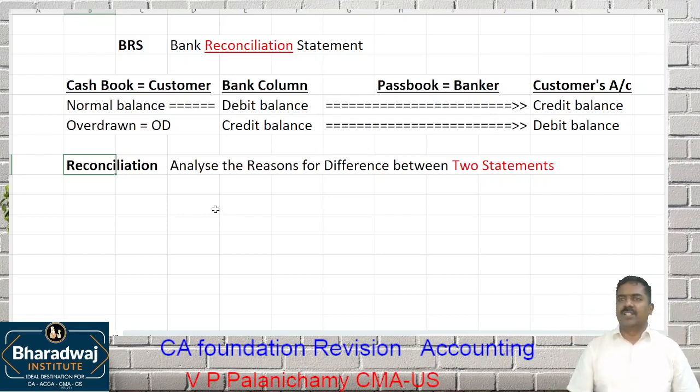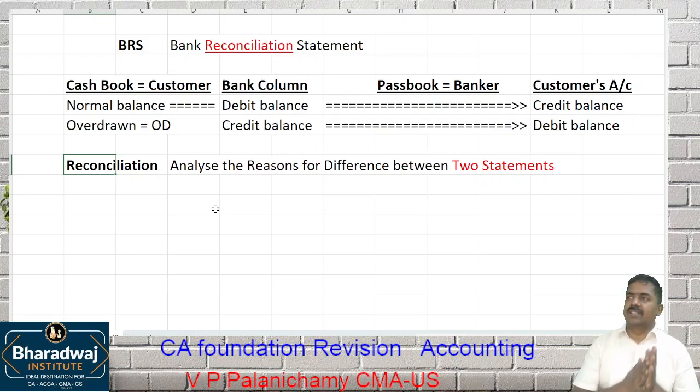What is the reason for the difference? The difference can be, for example, you would have given the check, but the check is not collected, dishonored. You have given the check, but the check is dishonored. While giving the check, you would have entered the amount, but on collection only I will enter the amount. So there will be a difference. It can be reconciling with debtors, reconciling with creditors.